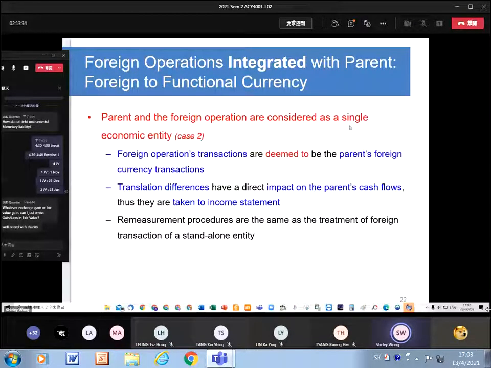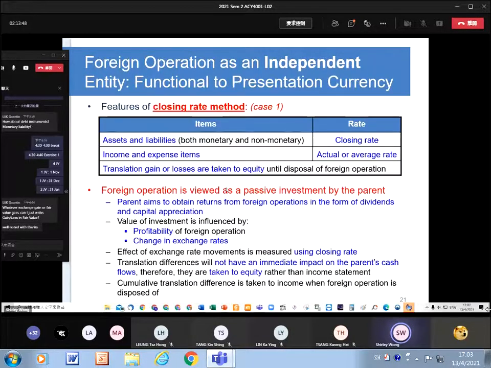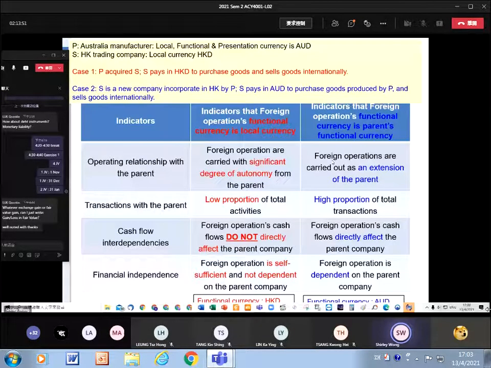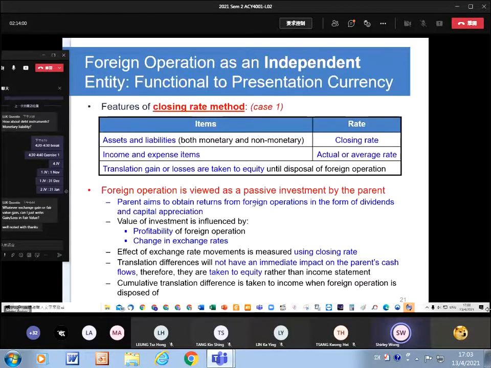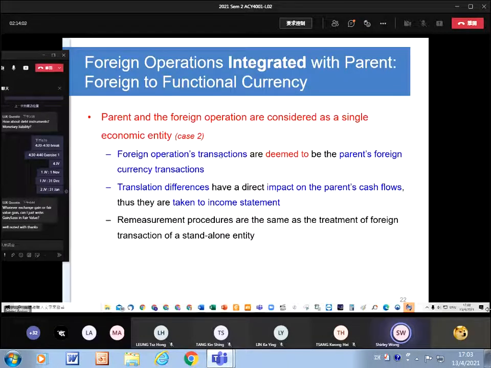Okay, how about case 2? In case 2, we will use the remeasurement method. So in case 2, think about it this way. In case 2, this foreign operation's transactions are actually deemed to be the parent's foreign currency transactions. What does it mean? Remember, under the second situation, this foreign operation is only an extension of the parent. That means the parent operates in Hong Kong through these subsidiaries. Therefore, the foreign operation's transactions are deemed to be the parent carrying out foreign currency transactions in Hong Kong.